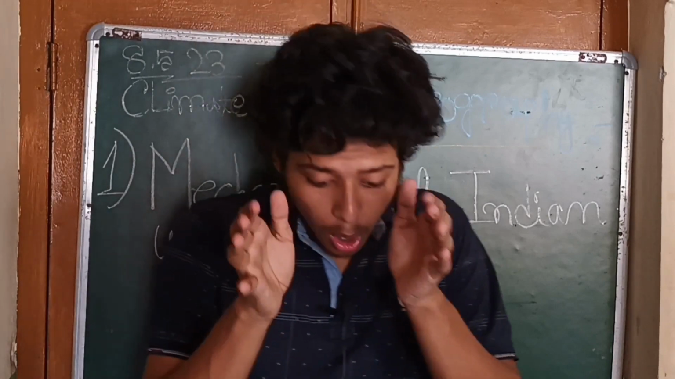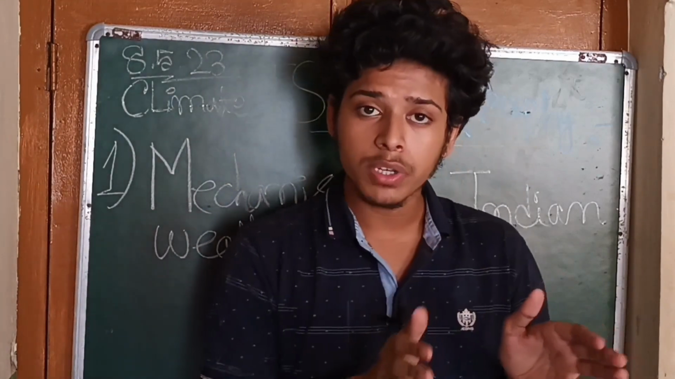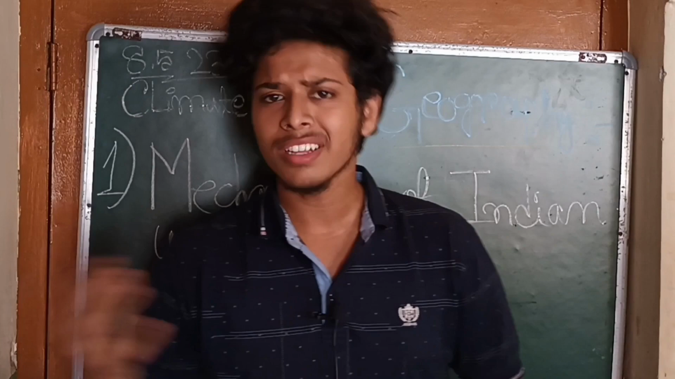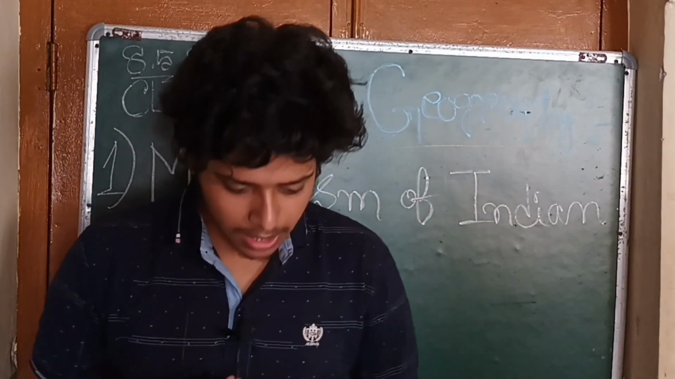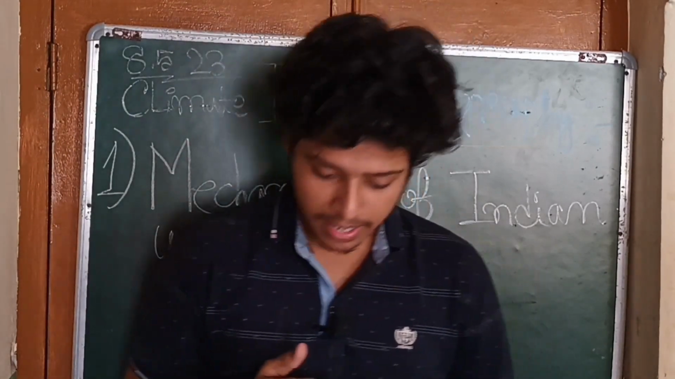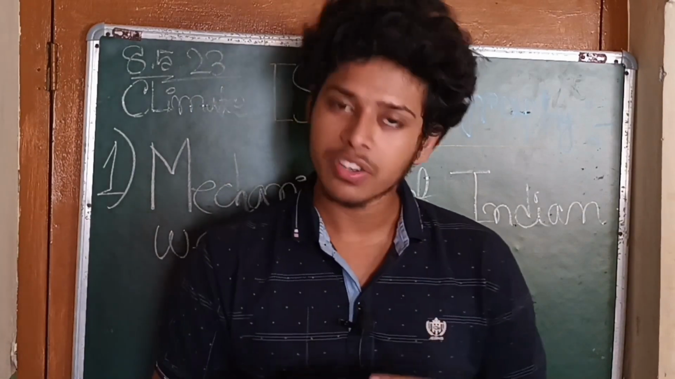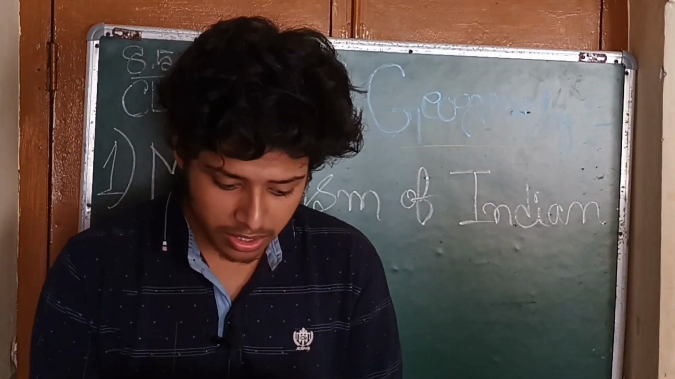There was a flow of surface winds from north to the Indian subcontinent. So that air mass, that dry continental air mass comes in contact with the Indian trade winds. So what happened when it comes in contact with the Indian trade winds?